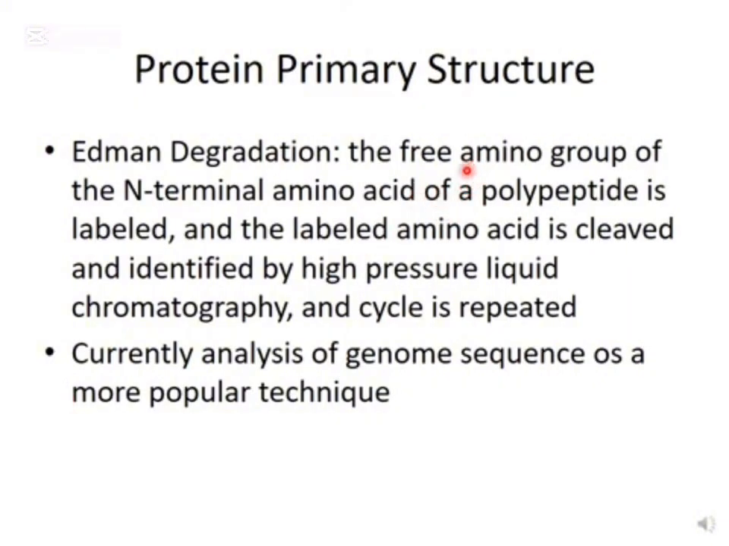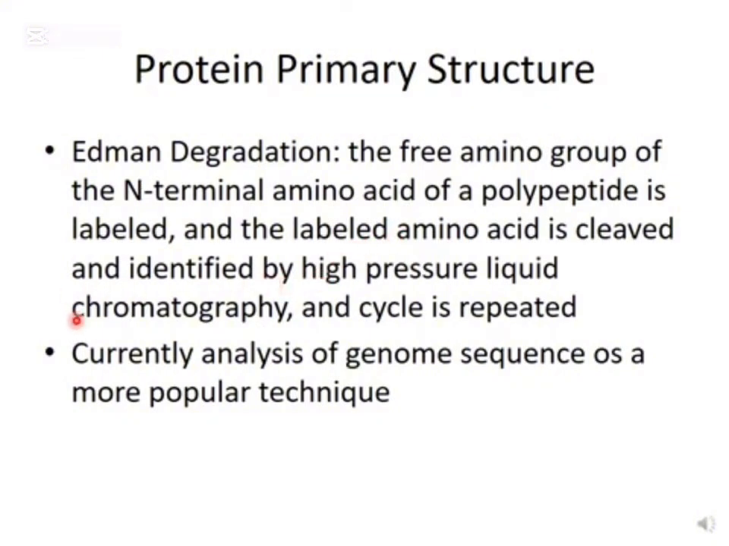disconnecting the last amino acid of the amino acid sequence, because there's a free amino acid at the N terminal of the polypeptide sequence. So that last amino acid is labeled, then it is cleaved, so it's detached from the amino acid sequence, and it is identified using high pressure liquid chromatography, which is called HPLC. HPLC basically can identify what amino acid we have.